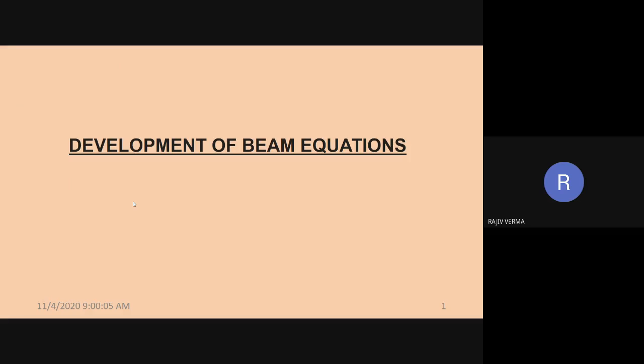We will be starting with the new topic today concerning the development of FEM equations for a beam element, and we will be using the same approach which has been used in the previous terms for developing the equations of a bar element. The equations of the bar element were developed using the direct stiffness approach.